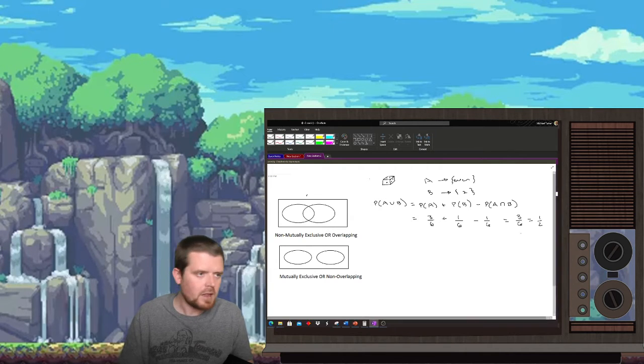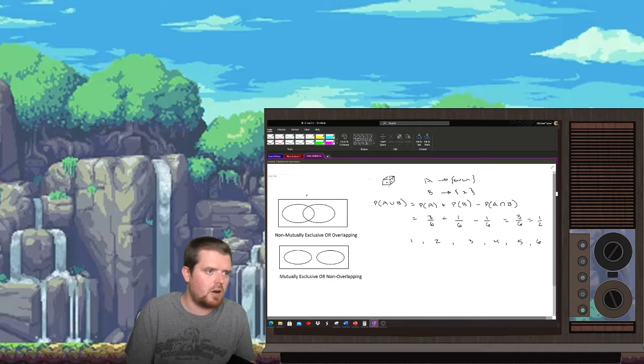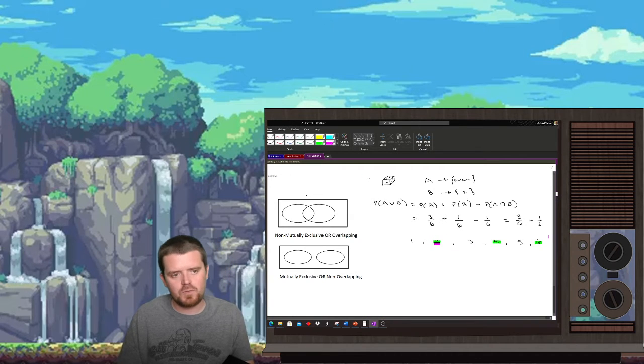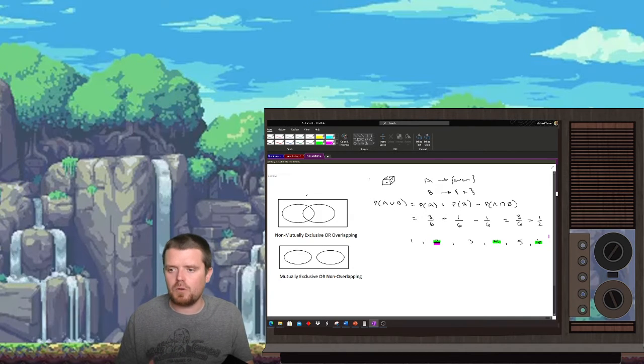Okay. Now, you can also get this from completing a sample space. So if you looked at the outcomes of a die, 1 through 6, you could go through and say, okay, how many of these are even? 2, 4, and 6. And then my B event, that's the 2. So how many are highlighted? 3 out of 6, which represents 1/2.